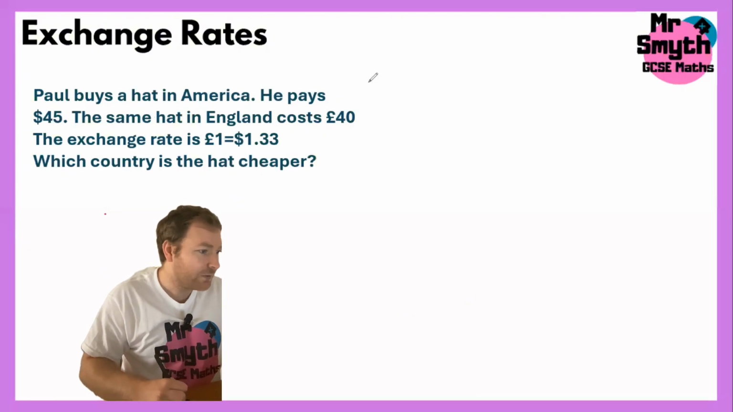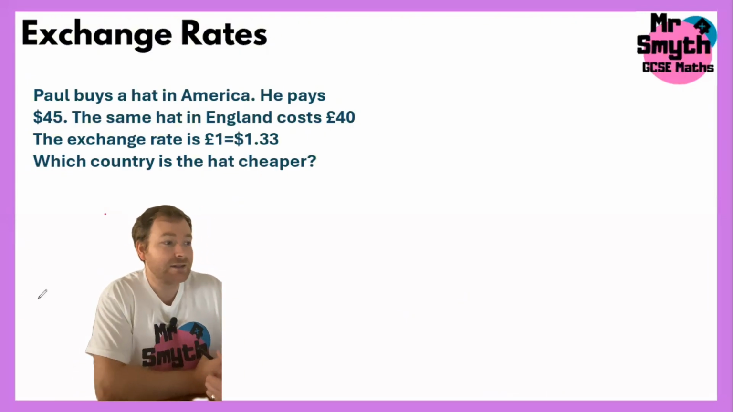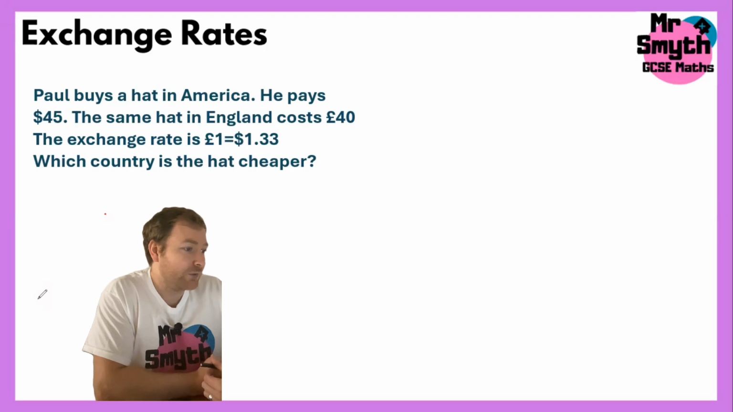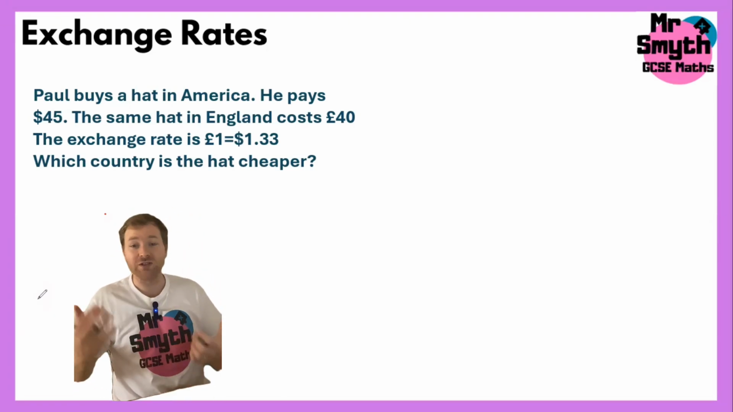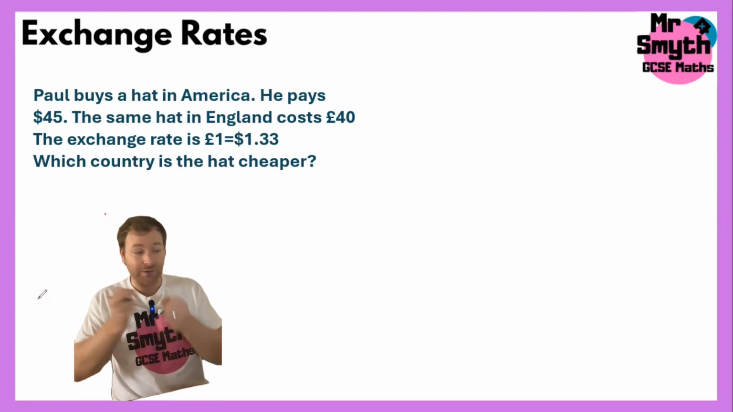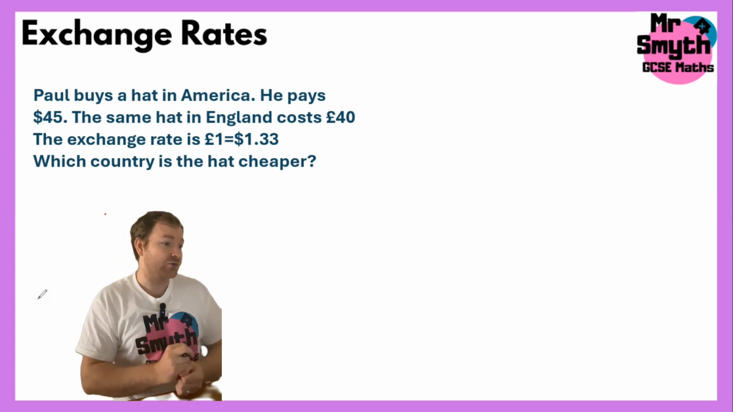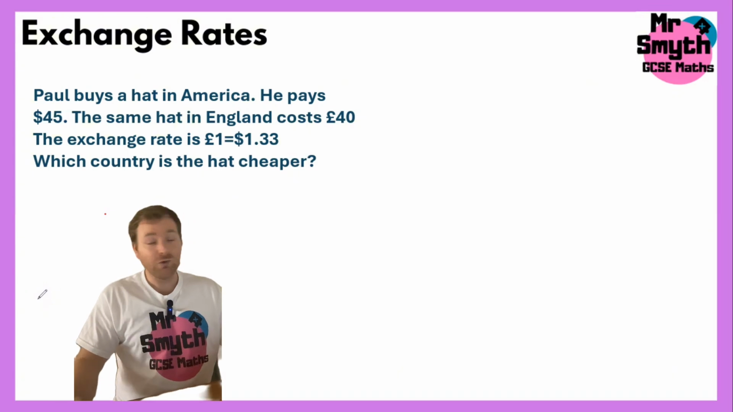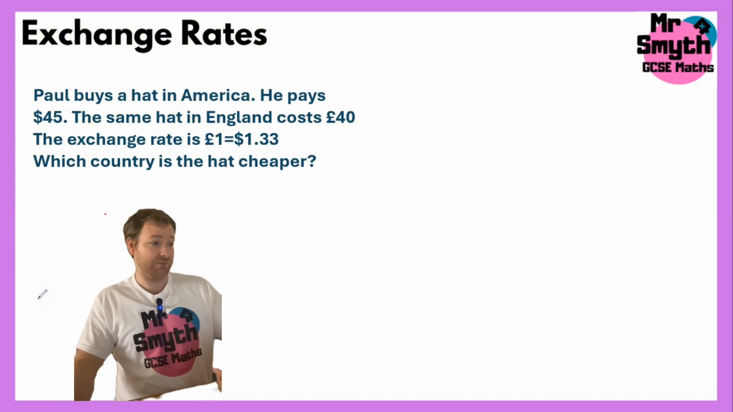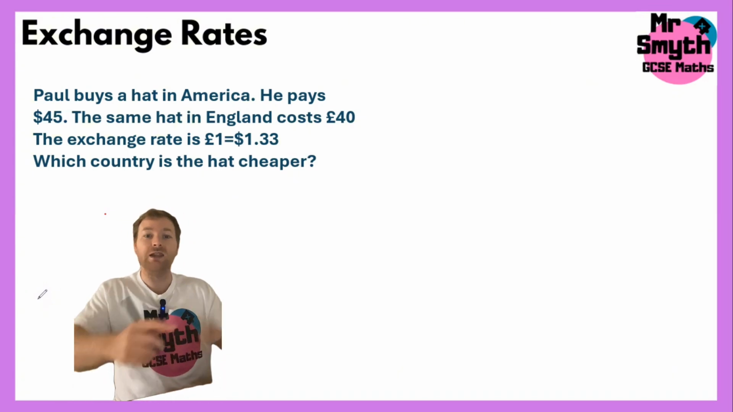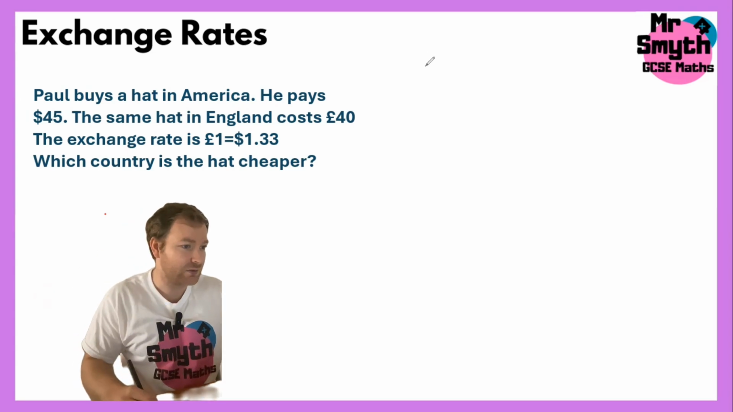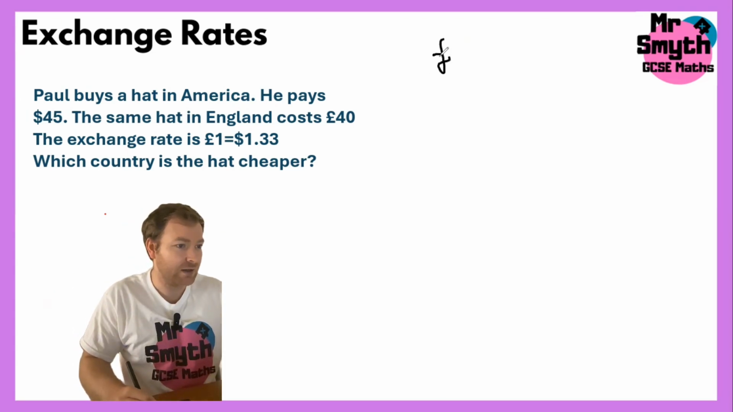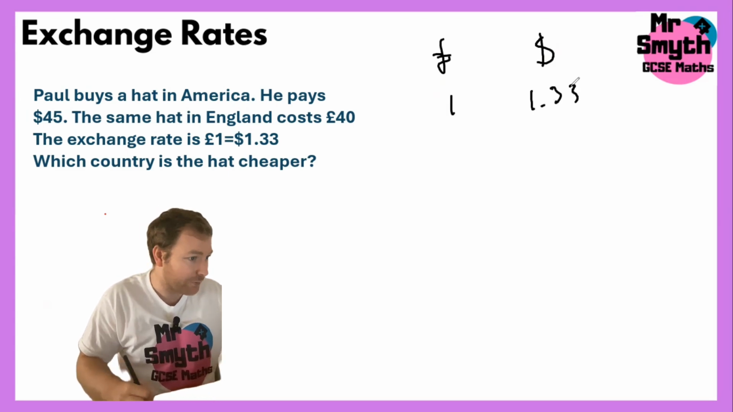Okay, so this one is saying that Paul buys a hat in America. He pays $45. The same hat in England costs £40. So we're comparing on this one. And we've got the exchange rate, so we've got to work out which one is cheaper. So what we can do is let's work out one of them in terms of the other currency. So let's go for pounds here, and is it dollars? It is, so dollars. So exchange rate is 1 to 1.33.